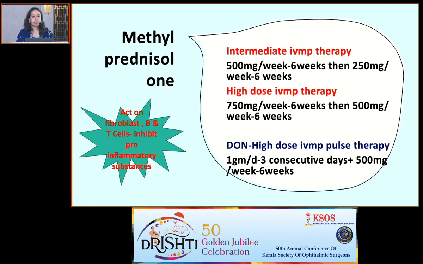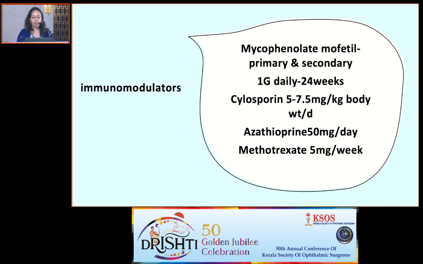And in case methylprednisolone is the primary line of treatment, we can give intermediate IVMP therapy with 500 milligram per week for 6 weeks, then reduce to 250 milligram per week for 6 weeks, or high dose we can even start with 750 milligram and reduce to 500 milligram. And in case of dysthyroid optic neuropathy, we have to give 1 gram IVMP dose for 3 days, and then we have to shift into the weekly regime. So we can also give immunomodulators like mycophenolate mofetil, cyclosporin, azathioprine and methotrexate.